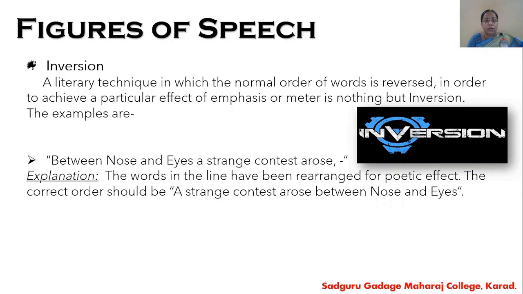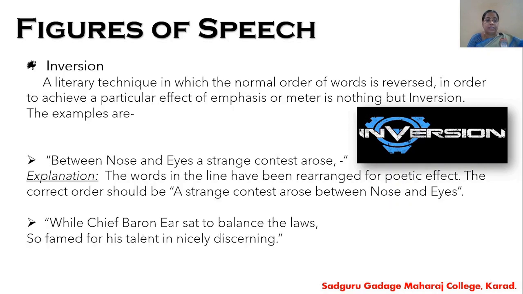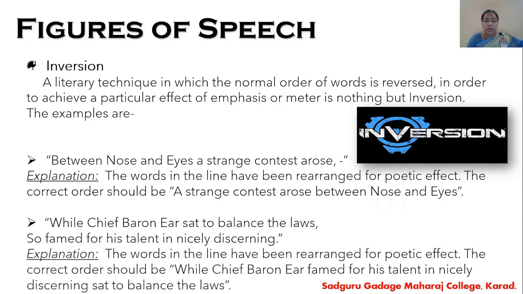The correct order should be: a strange contest arose between nose and eyes. Next example: while Chip Baron Ear sat to balance the laws, so famed for his talent in nicely discerning. Explanation: the words in the line have been rearranged for poetic effect. The correct order should be: while Chip Baron Ear, famed for his talent in nicely discerning, sat to balance the laws.